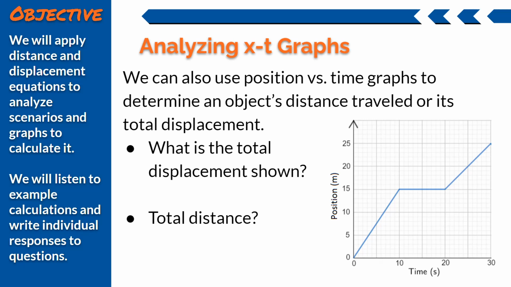Okay, and so if I want to determine my displacement, it's just like it was yesterday, your change in position. So all you have to do for displacement is find out where you started. So according to this graph, I started at a position of 0. And then find out where you ended. According to this graph, I ended at a position of 25. So if I move from 0 to 25 meters, my displacement is positive 25 meters. That would be the answer to the first question.